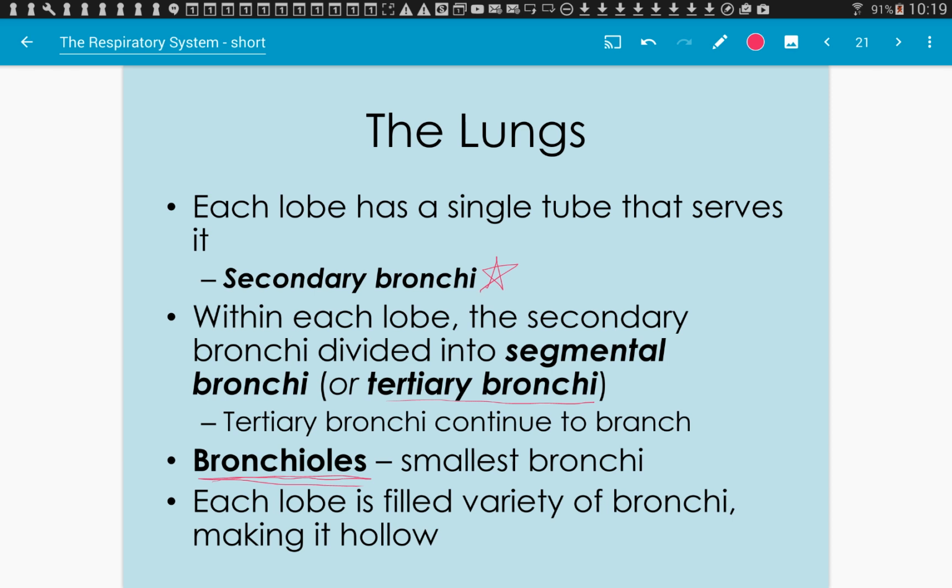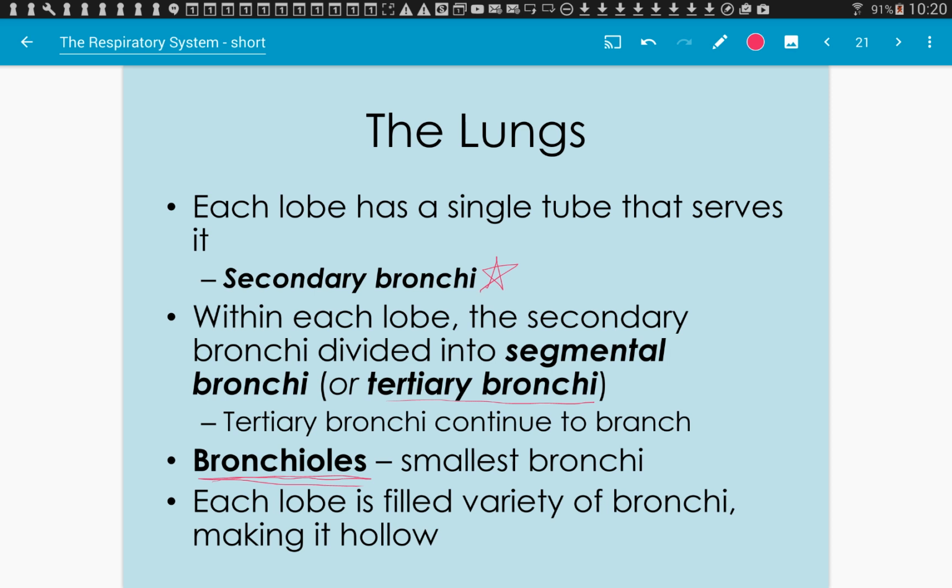And so, yes, you have tertiary bronchi on both sides. And then bronchioles. So, I made a handout that shows you the breakdown of the tubes and the names of them, and it's on the handout on Moodle. So I would encourage you to look at that.